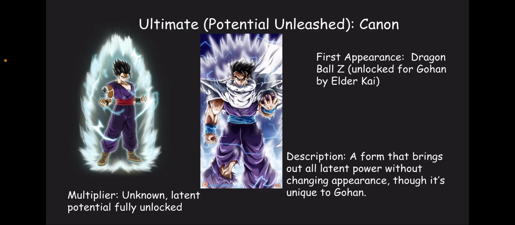We have the ultimate form. This one is unknown, but all we know is that when it was first introduced, it wasn't a transformation. It was just there. That was Gohan's ultimate power, him with all of his potential unlocked and used. That's basically his strongest power.